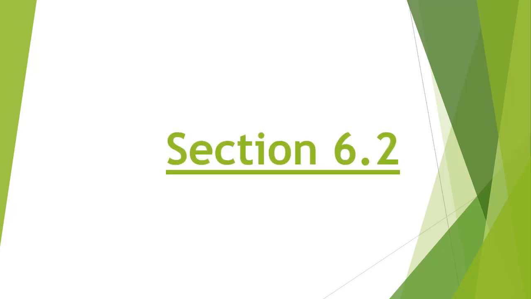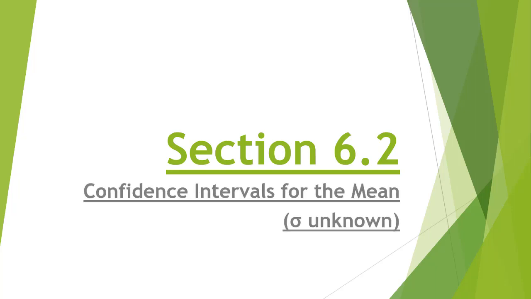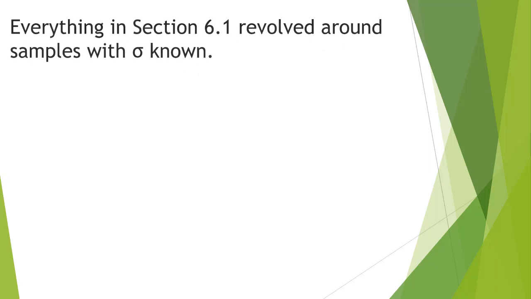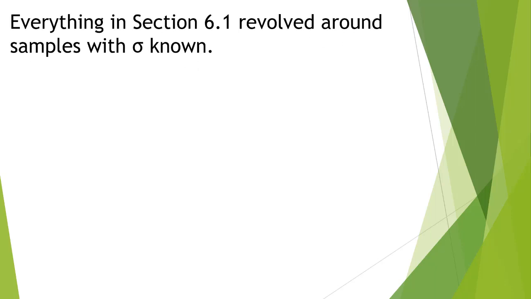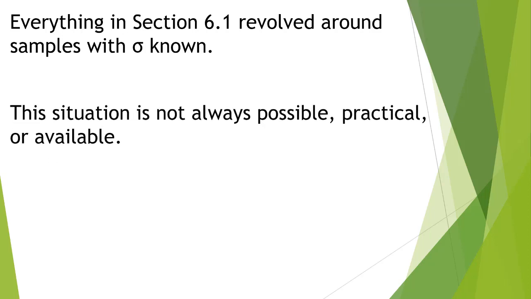Today, we're looking at section 6.2 in your textbook, and 6.2 deals with finding confidence intervals for the mean when sigma is unknown. So in section 6.1, we were focusing on samples where we knew sigma. The problem with that is that's not always possible, practical, or available. Matter of fact, most of the time it's not likely.